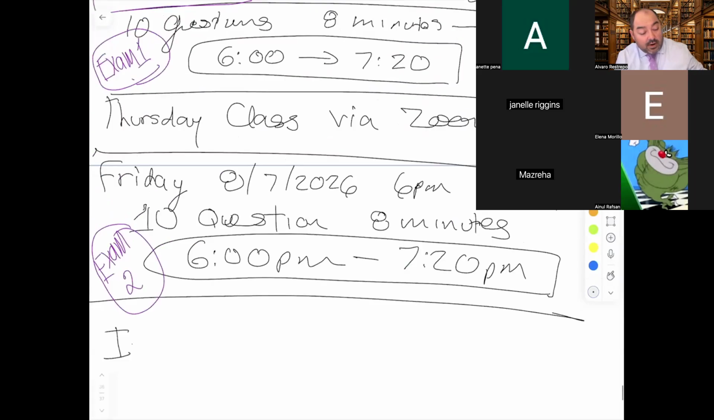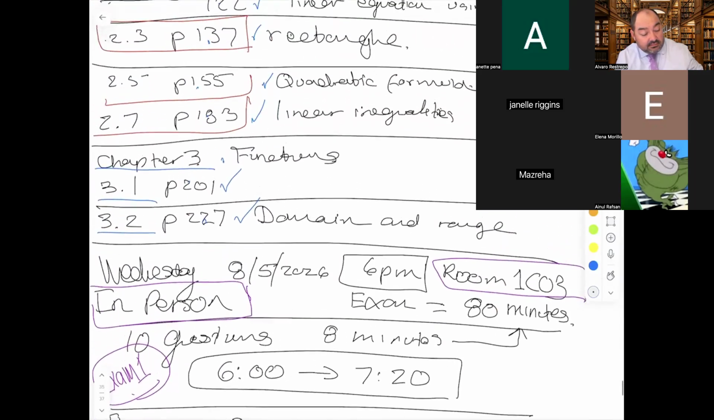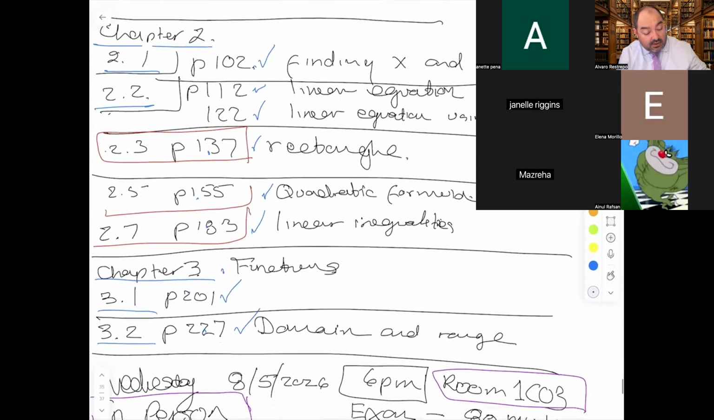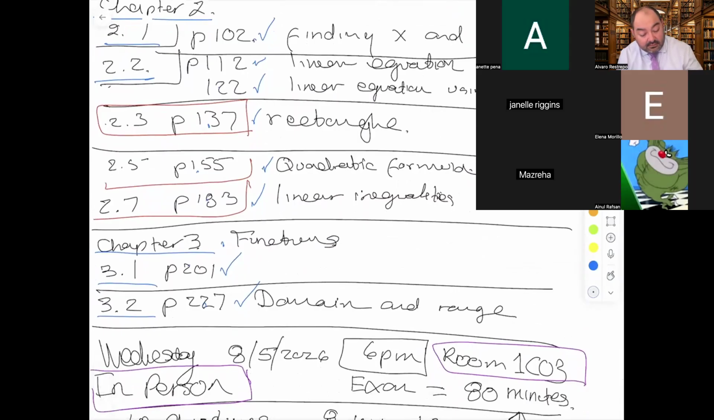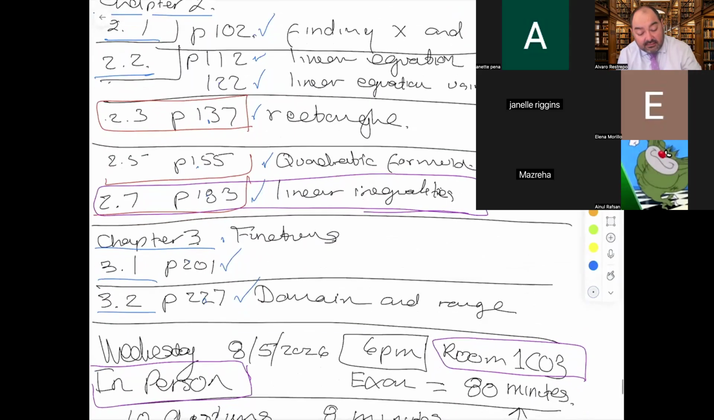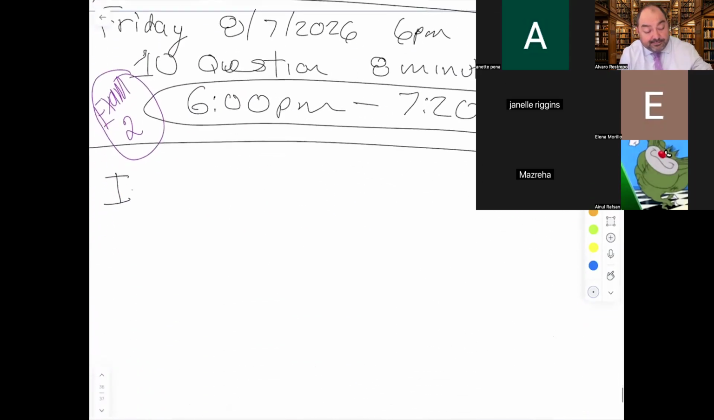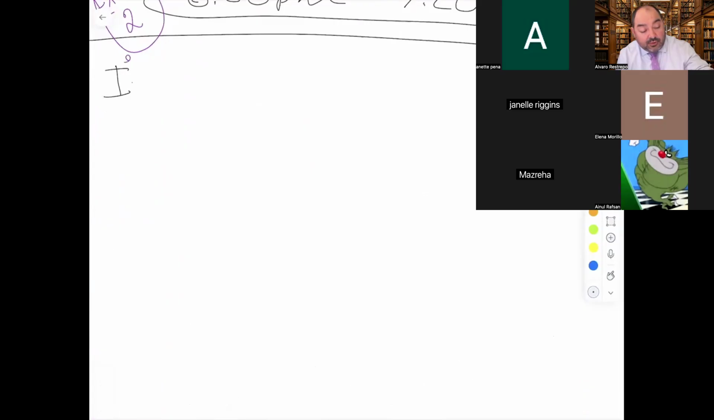So now, where are inequalities here? What are we doing now? Where are the inequalities? Right here, right? So we're doing 2.7. So today, Tuesday, we're doing this section, 2.7, page 183, linear inequalities. So we're doing the 2.7 section, linear inequalities, right?